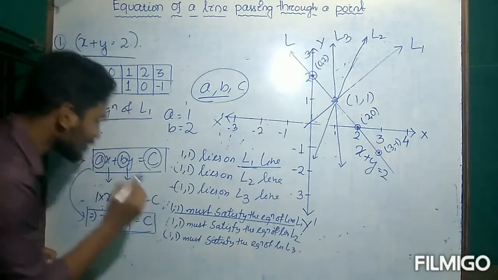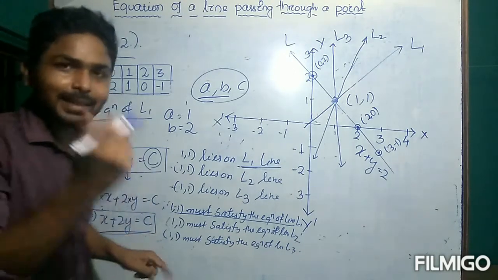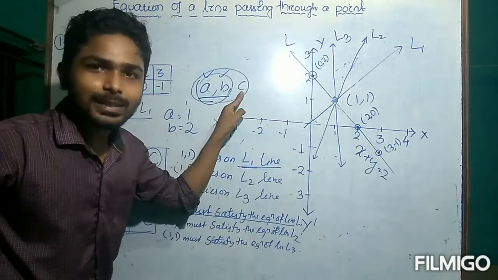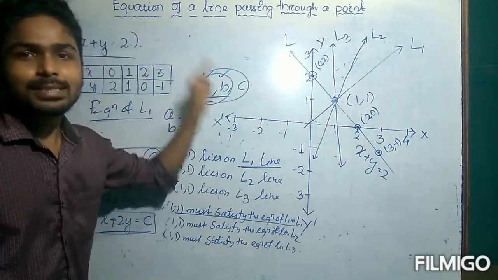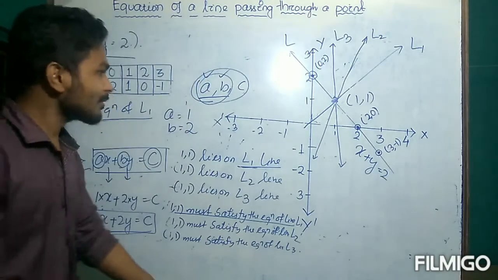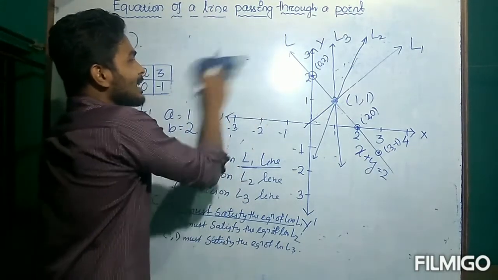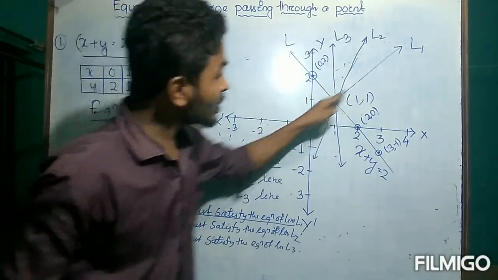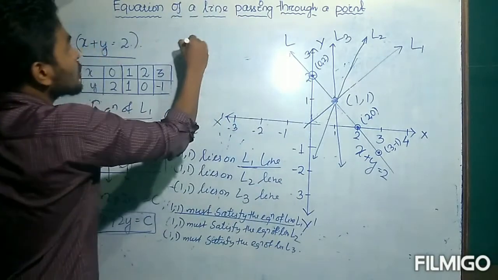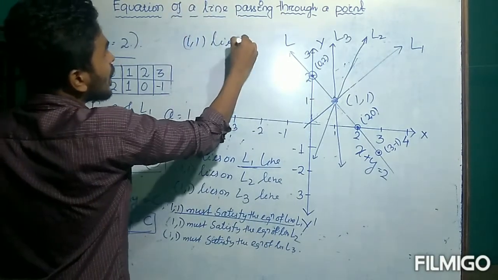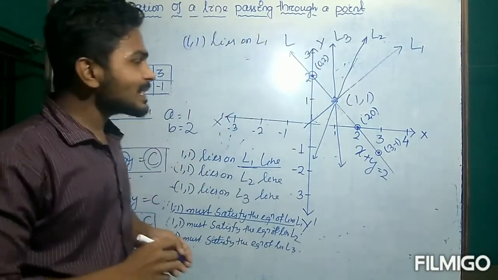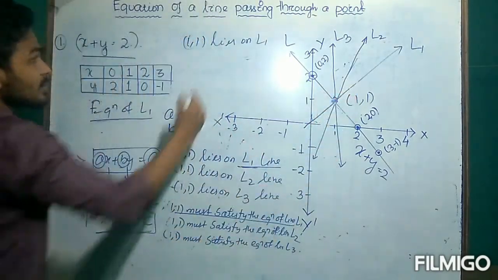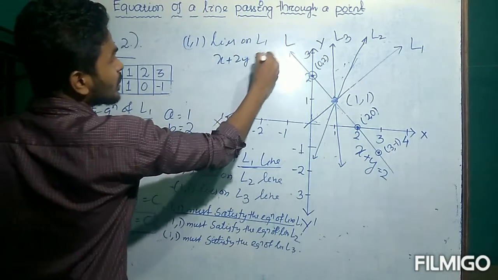But in this equation also we do not have the value of c. Though we found the values of a and b, we do not know the value of c. Now we are going to find that value c. How can we find this value? As we know, the point (1, 1) lies on the line L1. Since it lies on L1, it must satisfy the equation. Which equation? This equation: x plus 2y is equal to c.